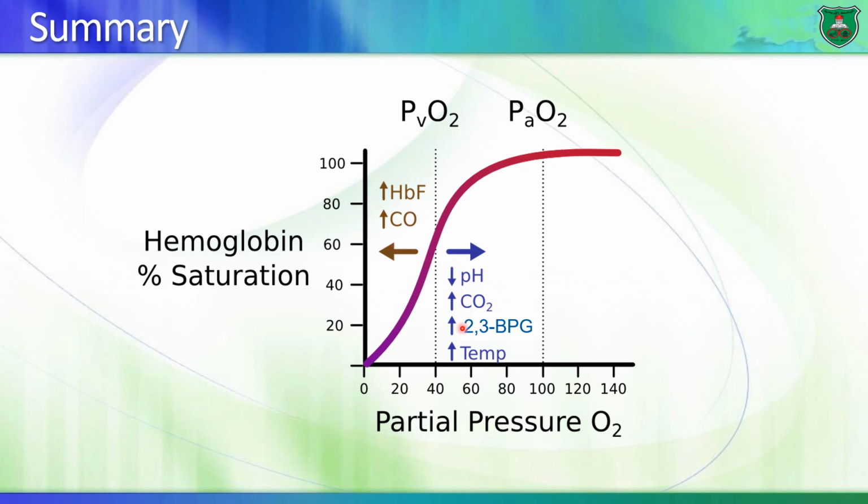These are the factors that shift the saturation curve to the right, decreasing affinity: lower pH, the Bohr effect, the effect of CO2, where we talked about two mechanisms, the effect of 2,3-bisphosphoglycerate, and we talked about temperature as well.